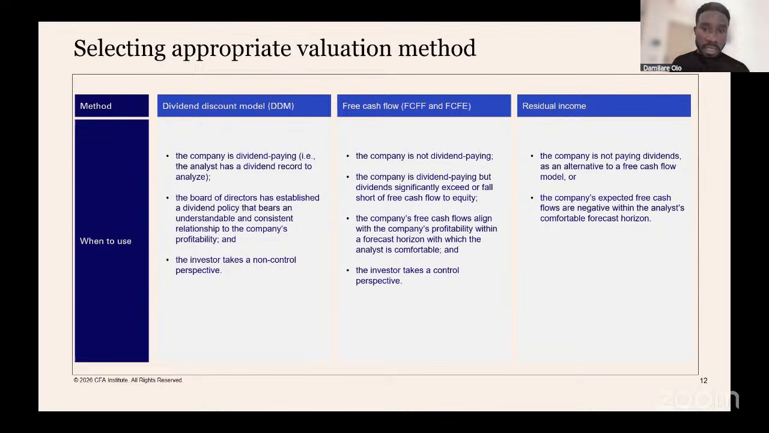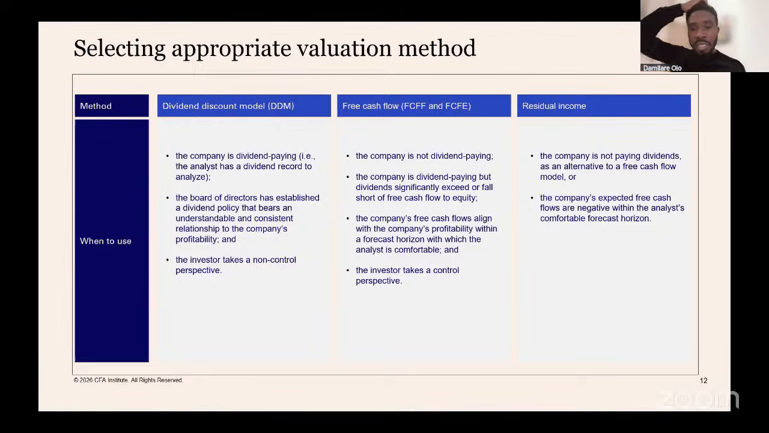When the company does not pay dividend, FCFE can be appropriate. Even if the company pays dividend, but dividends significantly exceed or fall short of FCFE, then you should use FCFE. So what this is saying is, even though a company is paying dividend, that is not the only reason to say DDM is what we should use. You should use the free cash flow method, even when a company is paying dividend, if dividends are not consistent with the free cash flow to equity. So they significantly exceed or fall short of FCFE. Then you should use a free cash flow method. The company's free cash flows align with the company's profitability.